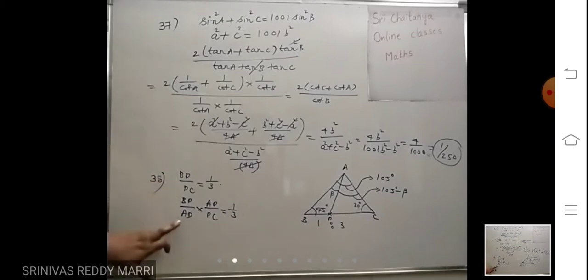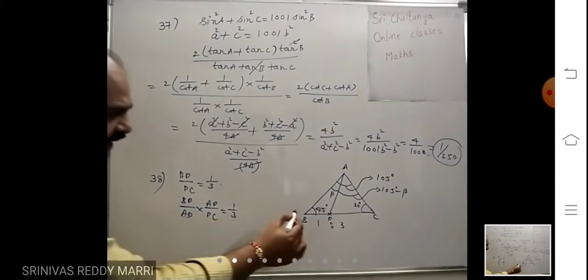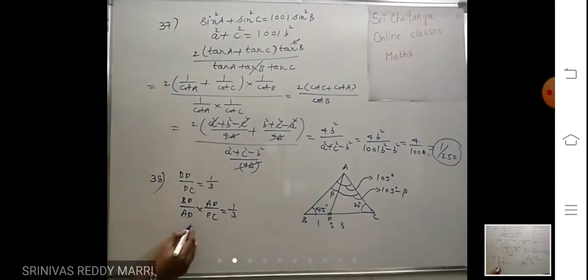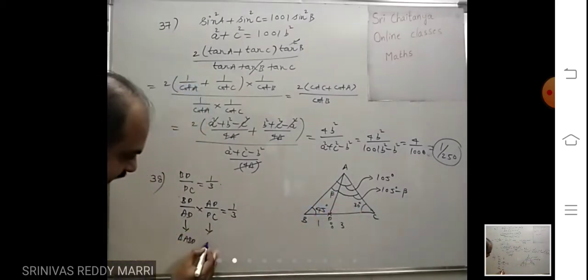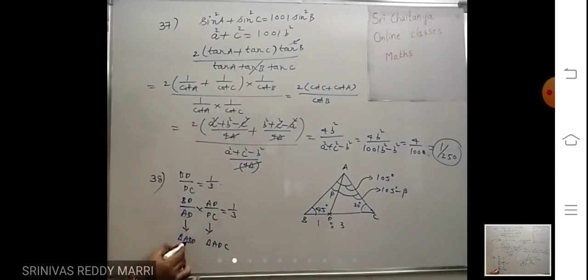BD by DC, I have multiplied and divided by AD. This I can write as BD by AD into AD by DC. Now look at BD by AD in triangle ABD, and this AD by DC is in triangle ADC. For writing this one, consider triangle ABD. For writing this one, consider triangle ADC.